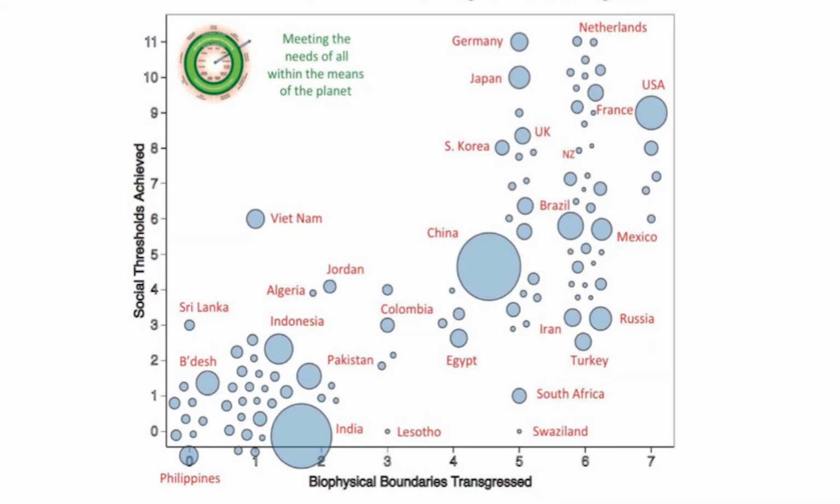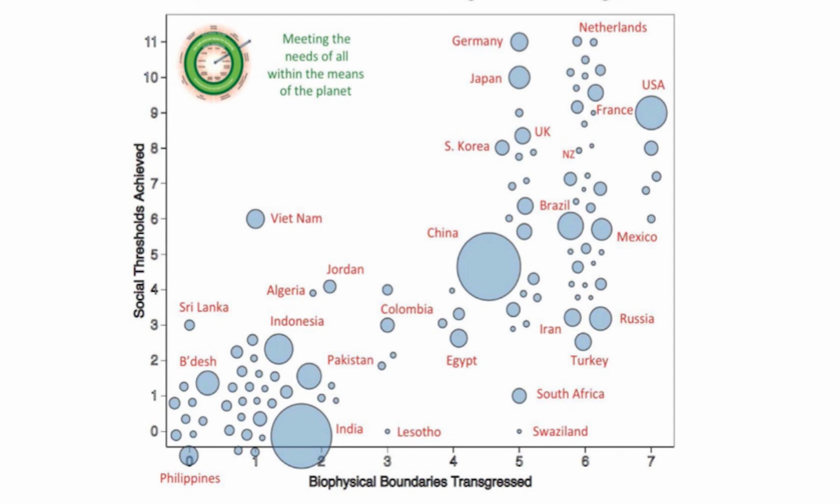So where are we as a global society when it comes to achieving this ideal of a safe and just space for humanity? Well, this slide shows us. These scientists took some time and put together an assessment of major countries across the world in terms of the biophysical boundaries they transgressed, so that's those planetary boundaries, and then the social thresholds that they achieved. So that's those social and economic thresholds.